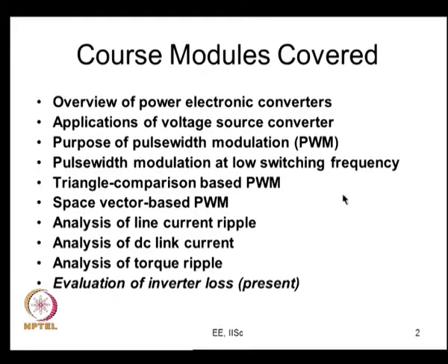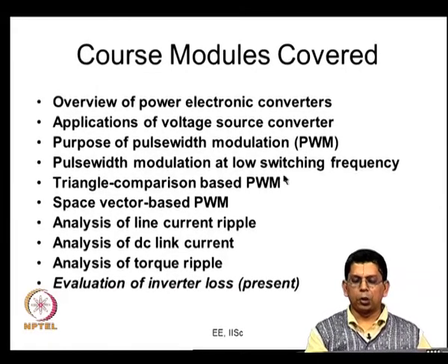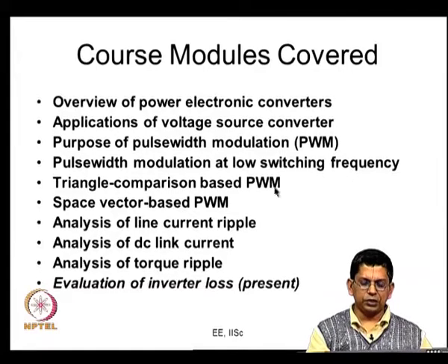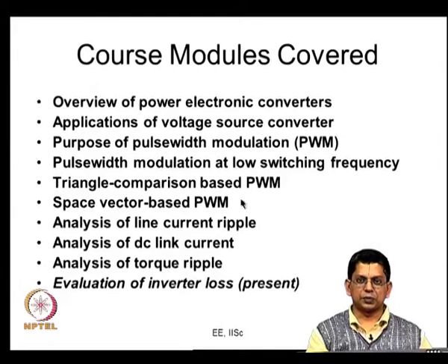The first module focused on the topology for DC-DC and DC-AC converters, and the second module focused on a few applications of voltage source converters. The third module focused on certain fundamentals and basic principles pertaining to pulse width modulation, and the fourth module focused on generation of PWM at low frequencies. The fifth and sixth modules focused on generation of PWM waveforms at higher switching frequencies, when the inverter is switching at frequencies much higher than the fundamental frequency desired. There are two different approaches: triangle comparison and space vector based PWM.